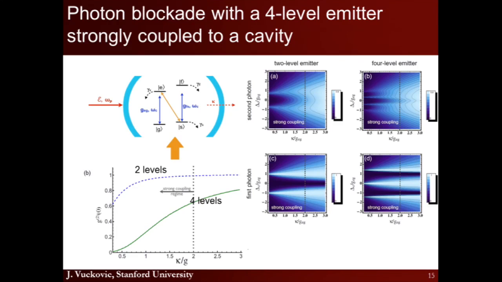So now the question is how to implement a multi-level emitter using quantum dots. This is something routinely available in the atomic physics systems, but in the past we mostly worked with the 2-level emitters.